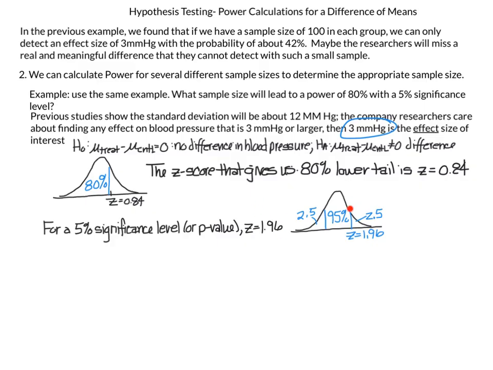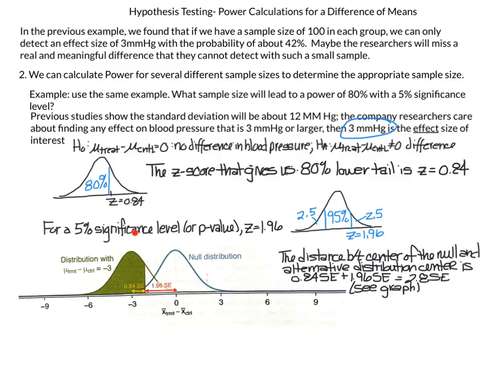So when you look up z equals 1.96, you'll see that 97.5% of the data is lower than that, meaning 2.5% is higher than the z-score. By symmetry, that means 2.5% is lower than the z-score, which leaves us 95% right in the middle, centered about the mean. So for our 5% significance level, we fail to reject the null hypothesis when we're within 1.96 standard errors, or our z-score is within 1.96 of this mean here.